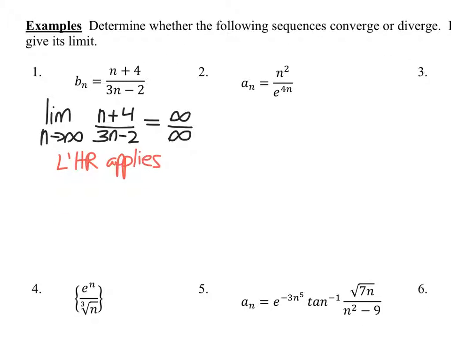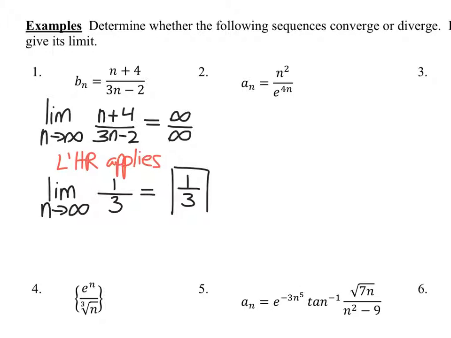So once you make that determination, apply the rule by taking the derivative top and bottom separately from one another. So with respect to n, derivative of n plus 4 would be 1. Derivative of 3n minus 2 would be 3. Limit of a constant is equal to a constant. So it converges, and it also asks us to give the limit if it did converge.